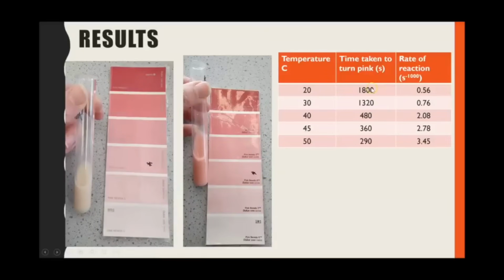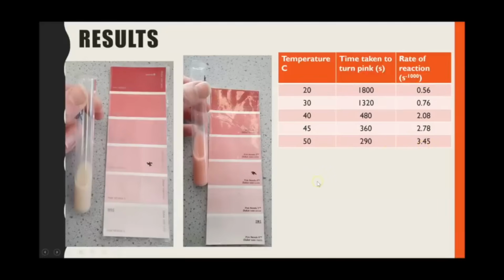We can see that the time taken did decrease, and therefore the rate of reaction increased as well. Now I did the rate of reaction as 1,000 divided by time, simply because if I did 1 divided by time, I ended up with values that were 10 to the minus 3. So for easier pattern interpretation, I did it as 1,000 divided by time, so it's clearer to see the pattern.